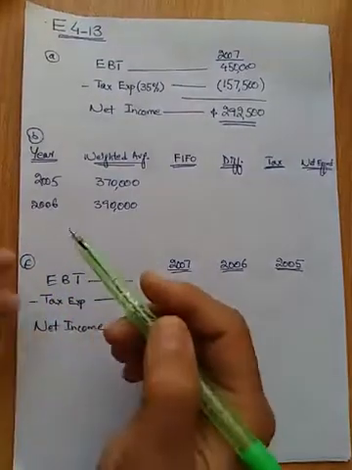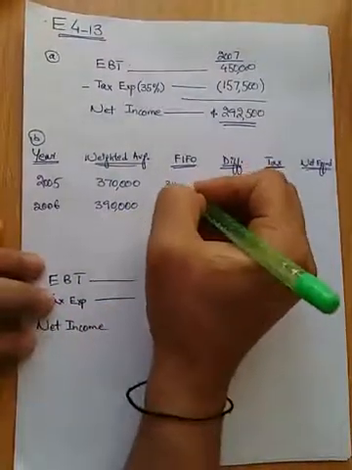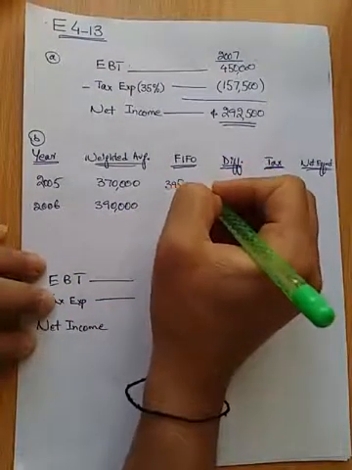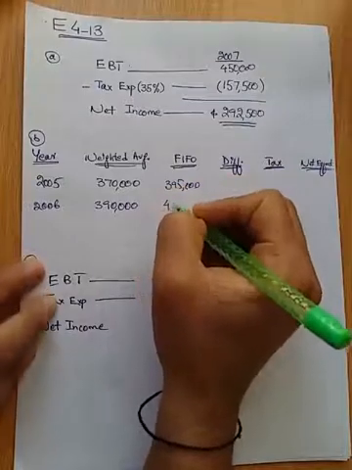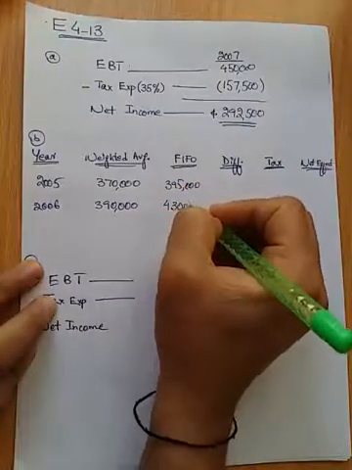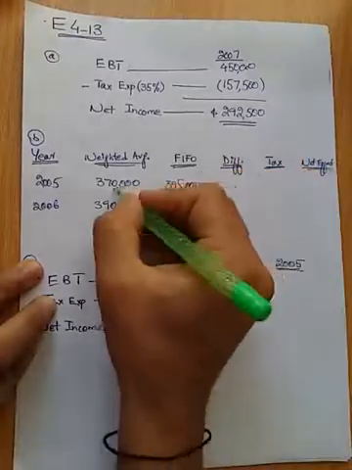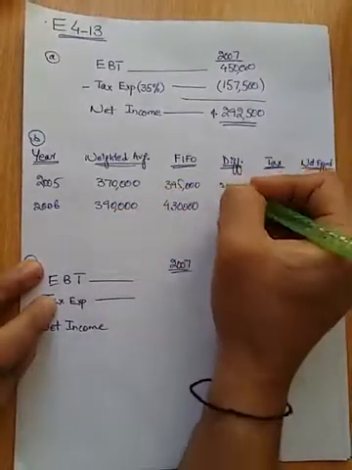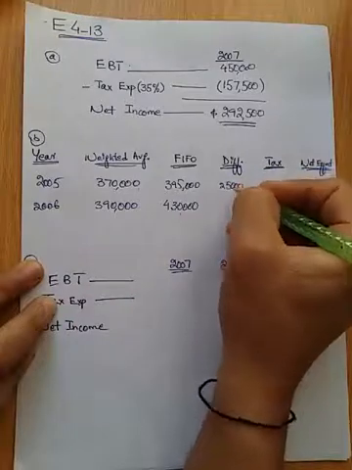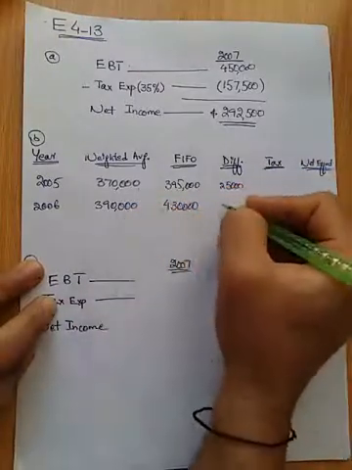According to the new method, my income is $395,000 and $430,000. So I will write it here: $395,000 and $430,000. If I calculate the difference between them, the difference of these two is $25,000, and the difference of these other two is $40,000.